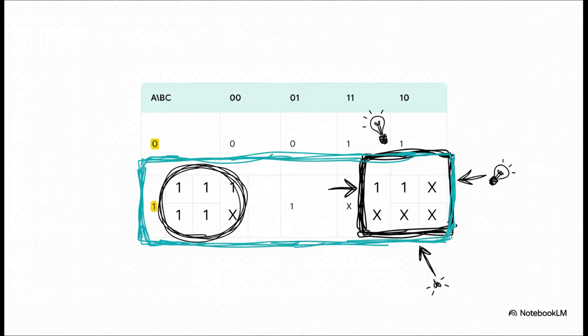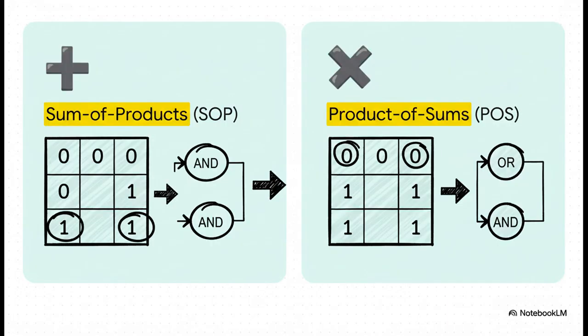Check this out. On this map, we've got 2 ones that could make a small group of 2. But hey, look, right next to them are 2 don't care X's. By deciding to treat those X's as ones, we can suddenly draw a much bigger, much better group of 4. And as we just learned, that eliminates an extra variable. It's pure strategy.